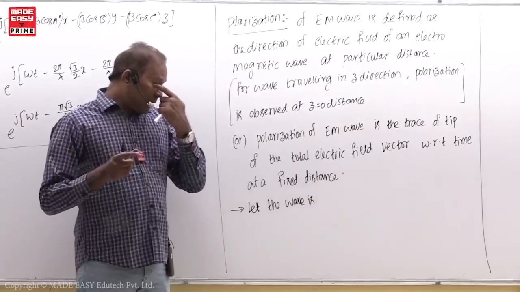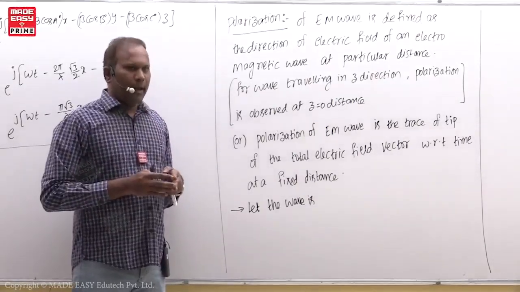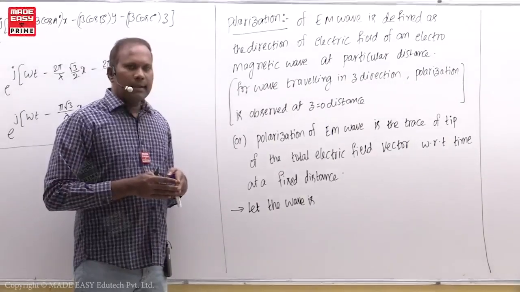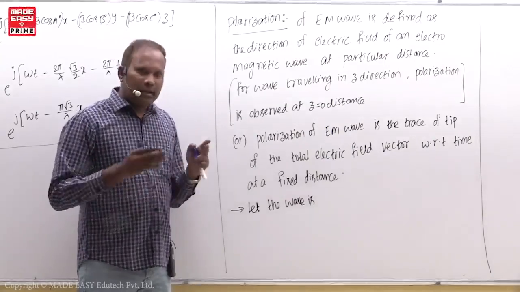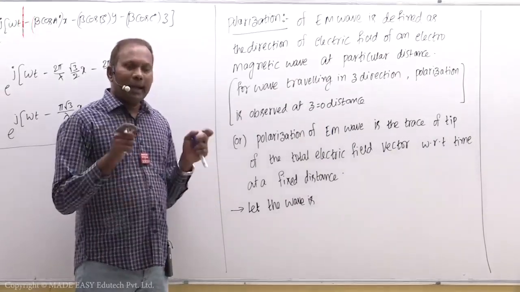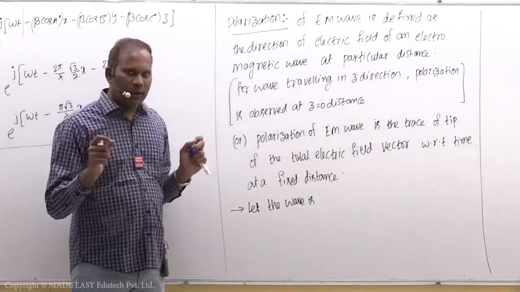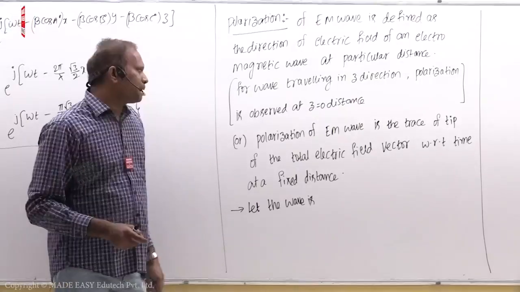But in examination, they give one statement. What is that you see? Polarization is direction of magnetic field. That is a wrong statement. Polarization is defined as direction of electric field only, not the magnetic field direction. You remember that one.